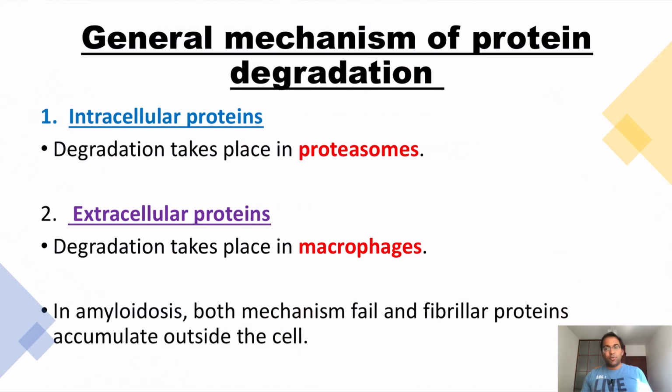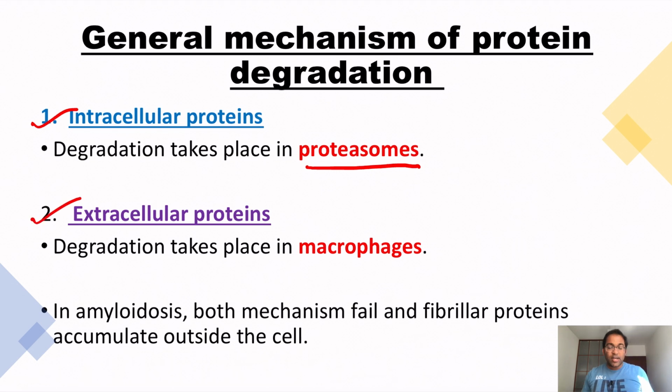So what are the general mechanisms of protein degradation? You know that usually in our body we have alpha helical protein conformation, and for the process of protein degradation we have two mechanisms in our body. First of them is for intracellular proteins, and to get rid of intracellular proteins we have something called proteasomes. Proteasomes are present inside the cell, and they are protein degraders. They use the process of polyubiquitination, and then they break down the proteins into small peptide fragments. This is what a proteasome does.